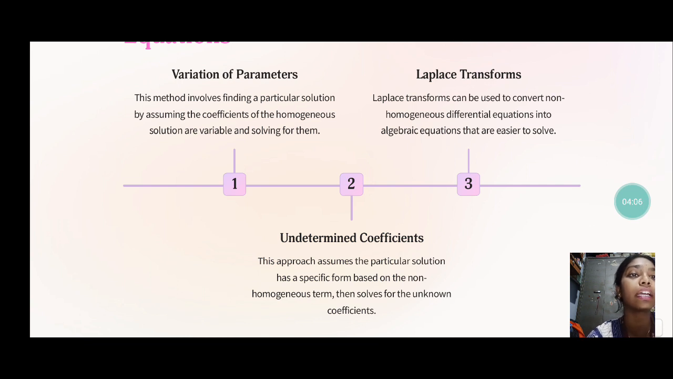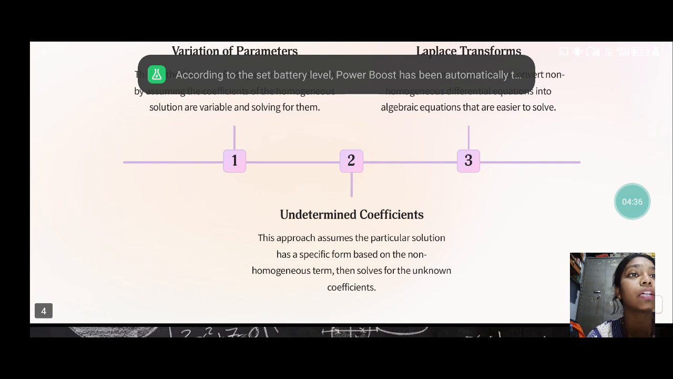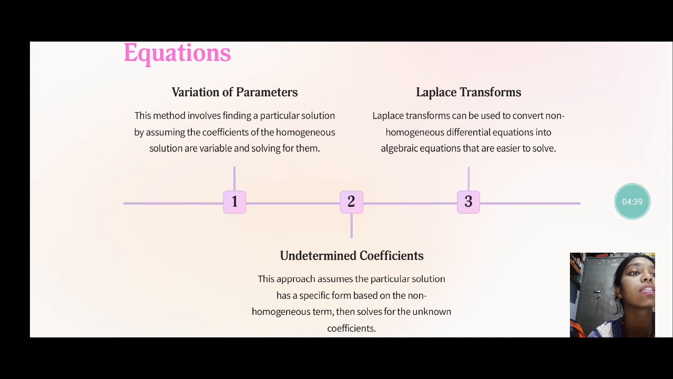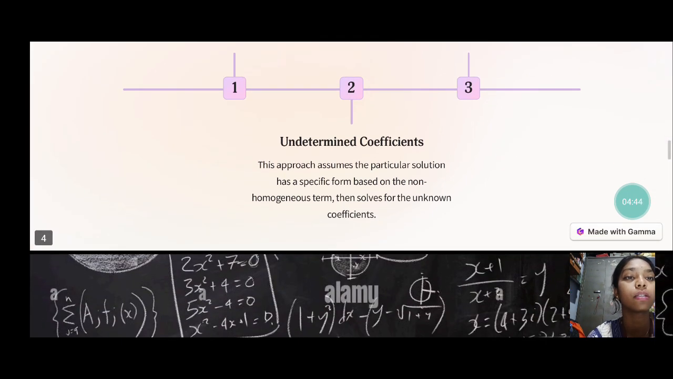Now, the second one, undetermined coefficients. This approach assumes a particular solution has a specific form based on the non-homogeneous term, then solves for the unknown coefficients. Laplace transforms. Laplace transforms can be used to convert a non-homogeneous differential equation into an algebraic equation that is easier to solve. It makes solving the non-homogeneous problem easier.